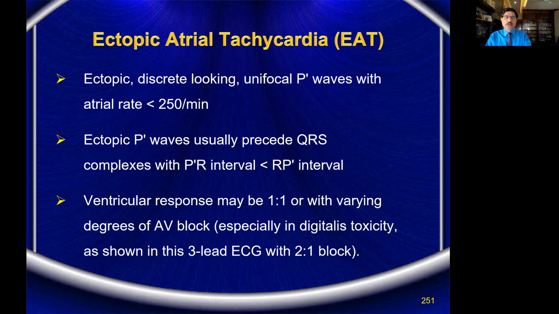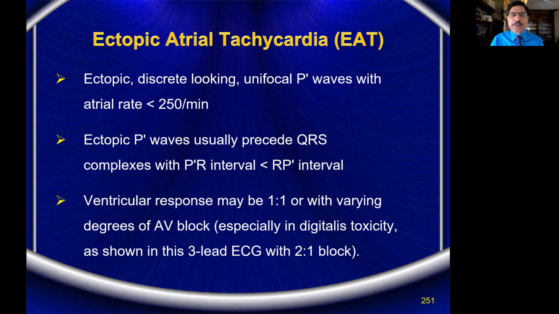So, what are the conditions that should be satisfied? Number 1, the P wave should be discrete looking. Number 2, for the unifocal P dash waves, the atrial rate will be less than 250, but never more than 250. It could be anywhere beyond the sinus rhythm. Then, the ectopic P wave usually precedes the QRS complex, because it is originating above and coming down.